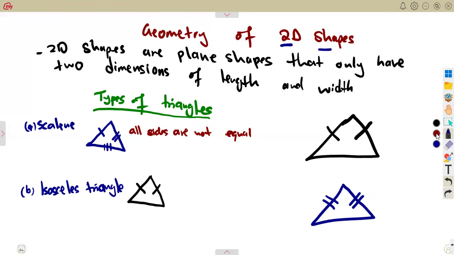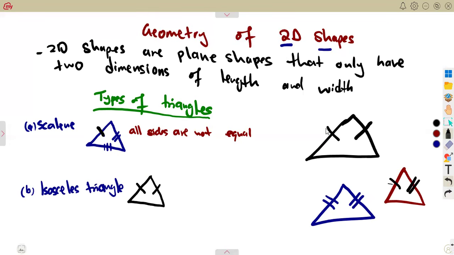The moment that I indicate like this, I put one here and I put two here, it shows these two are not the same. That is why you see here I put one, here two, here three. This is to show that all these sides are not equal.